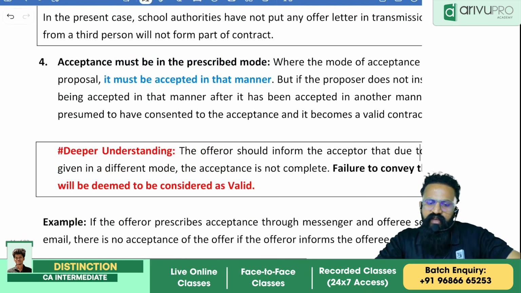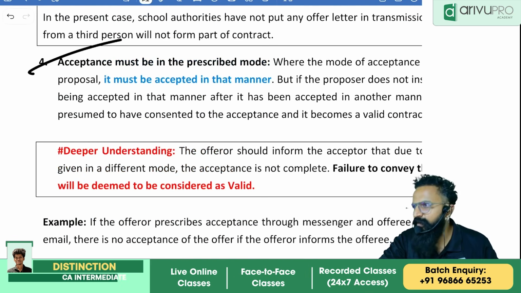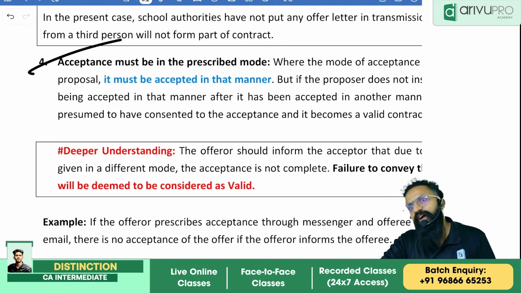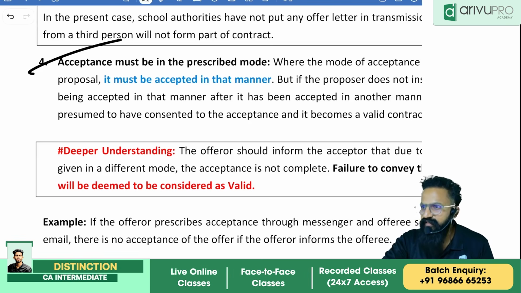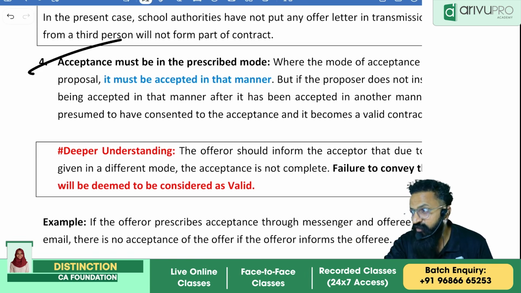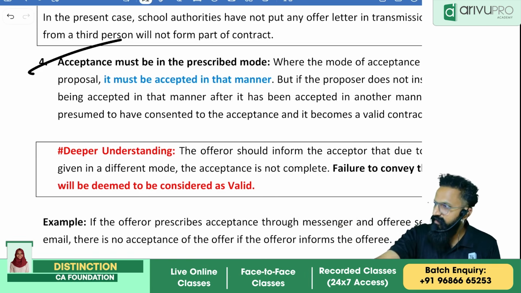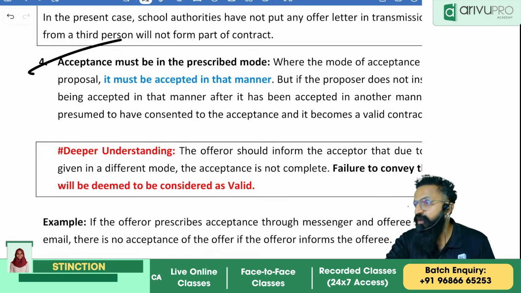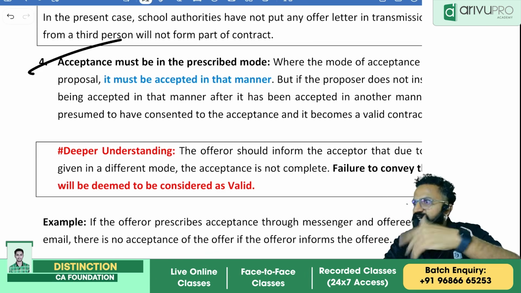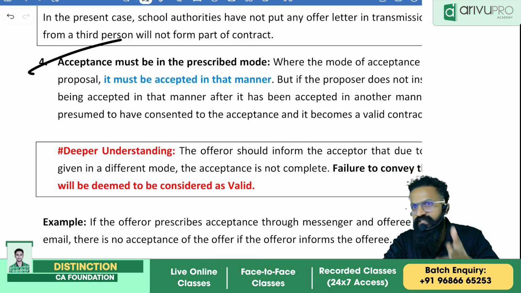Next one is, acceptance must be in the prescribed mode. What do I mean by that? If I tell you, you have to send me an email, you have to send an email. What if I reply to you on WhatsApp? Is it a valid acceptance? There is one more condition you need to add. It is not a valid acceptance provided you communicate it. Sir, I have clearly told you have to write an email and we do not accept WhatsApp. If you do not communicate it, it is considered as valid acceptance. There they will question. Agreed? Yes, sir.